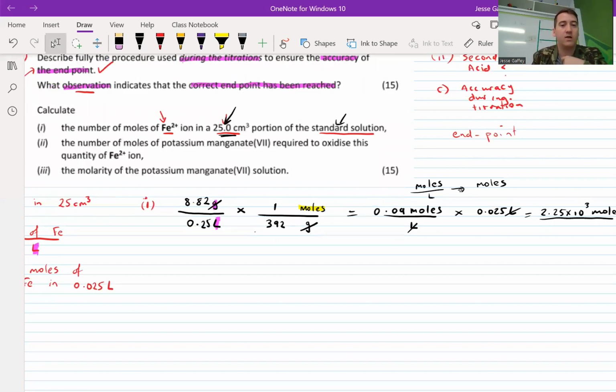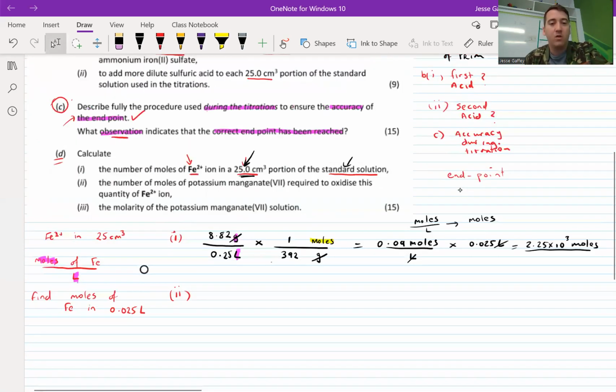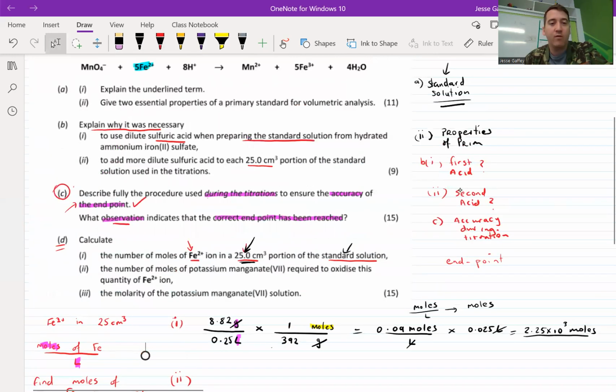Okay, right, so we're on to the next bit now, part 2. Of course, that was how many moles are in a 25 centimeter cube portion. That's how much we used in the titration. That's what was in the conical. So now I asked the number of moles of potassium permanganate that were required to oxidize this quantity of iron. So we want to find out how many moles of the potassium permanganate did it react with.